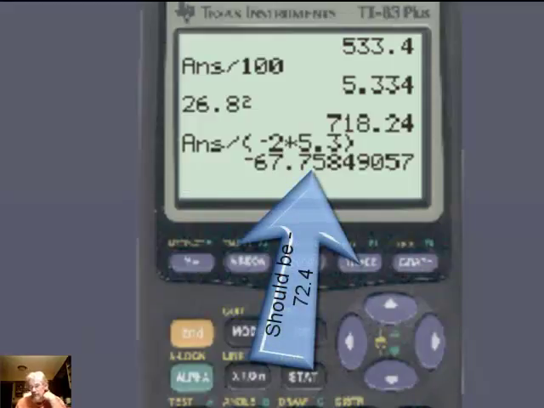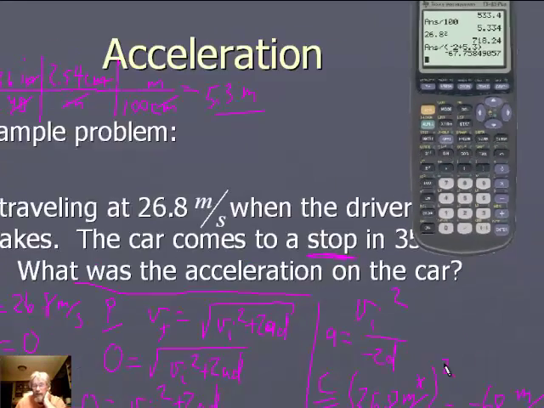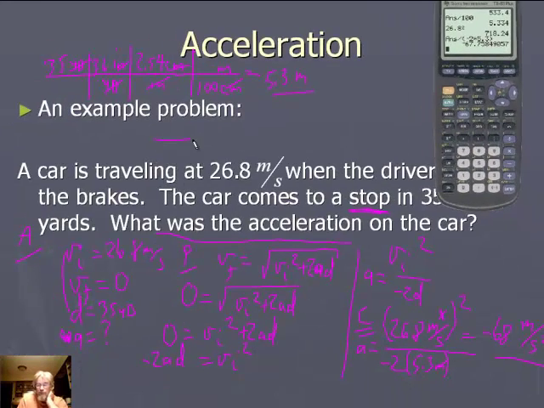Now, you might look at that negative and say, what went wrong? That doesn't make any sense. But actually, it does make sense. If the car's forward motion is called positive 26.8 meters per second, and it came to a stop, the acceleration vector must have been in the opposite direction, which means negative.